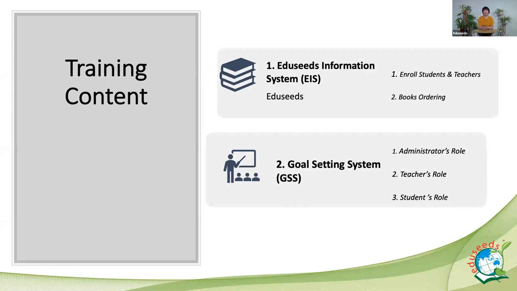So today I will cover the two topics called Eduseeds Information System, as we call it EIS, and Goal Setting System, as GSS. Basically the EIS is for the enrollment of the students, enrollment of the teachers, and also for the book purchase. Once a student enrolls into the center, remember administrator, you have to enroll the student into the EIS system in order to get a username and the Moodle ID for book ordering, as well as the teacher, in order for them to log in into the goal setting site to view their lessons.